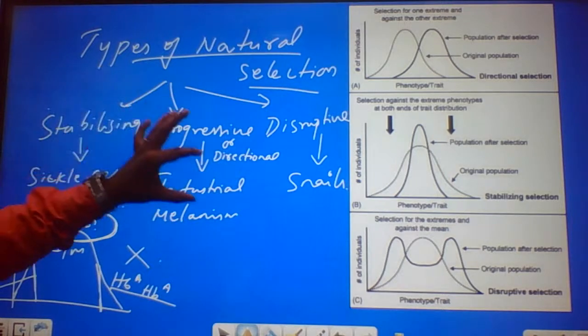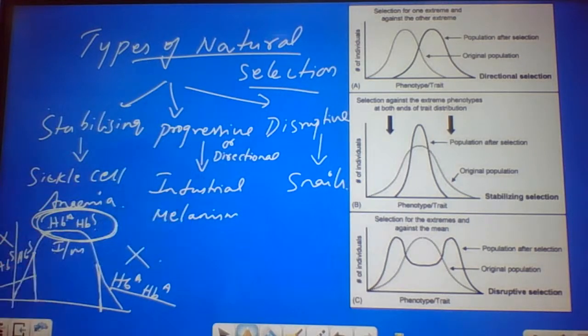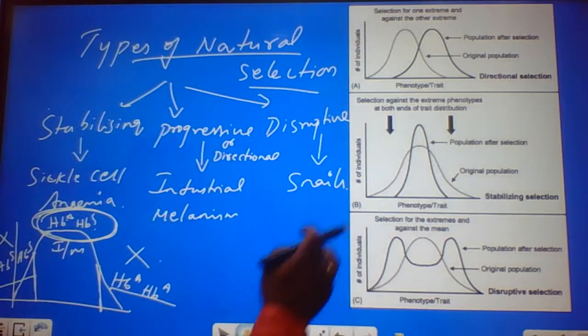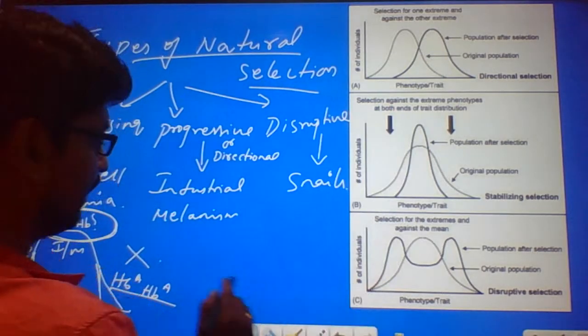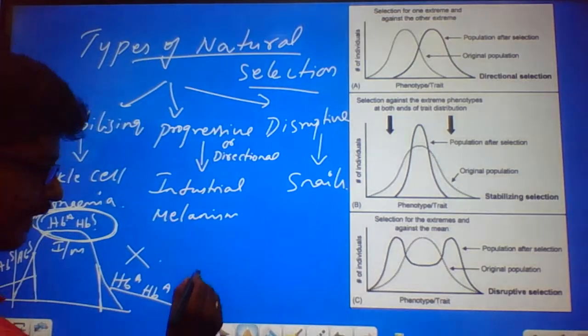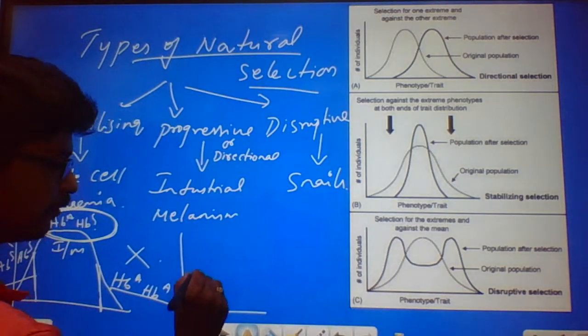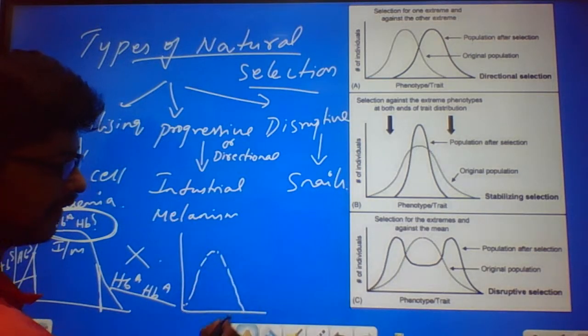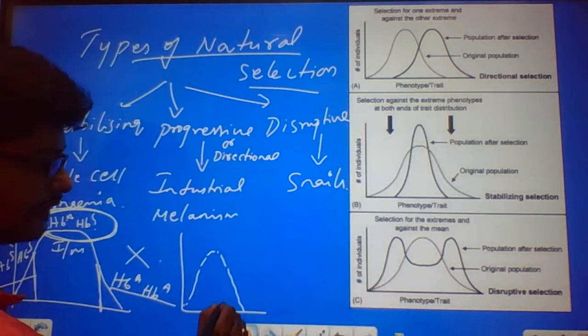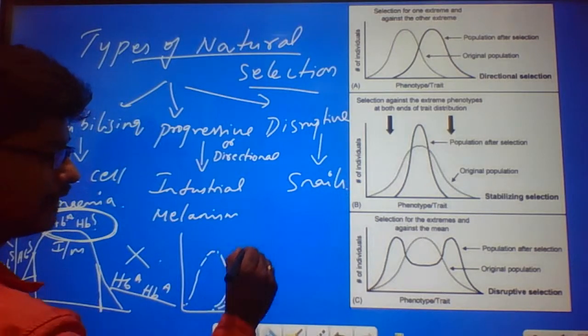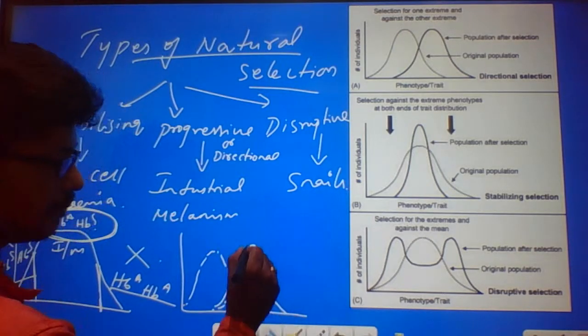Now we move to the next part, industrial melanism, where you could see the directional selection. In this case, it's favoring one extreme, where the nature is favoring the gray moth, and in the other extreme, the nature is favoring the black moth.